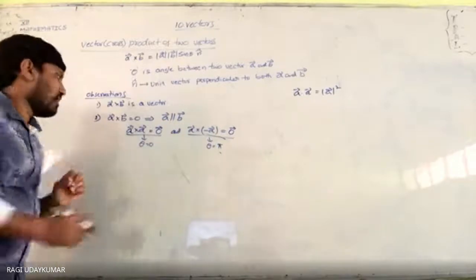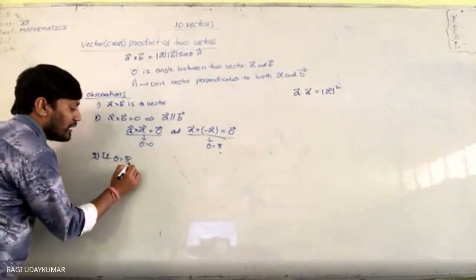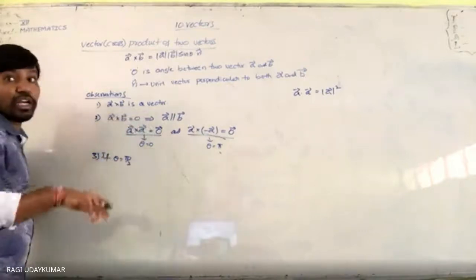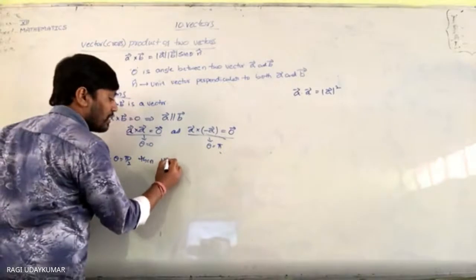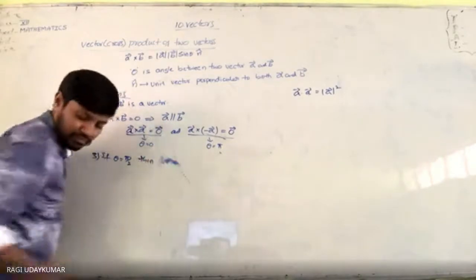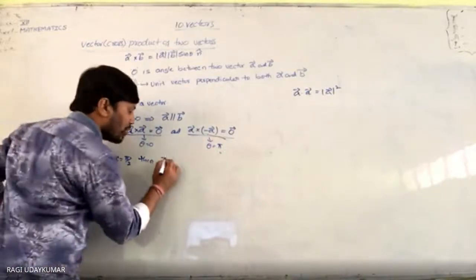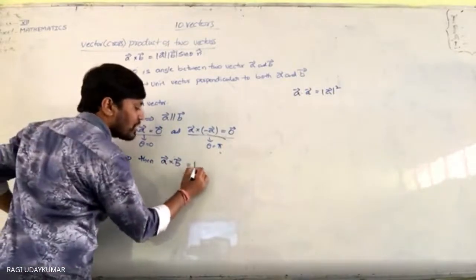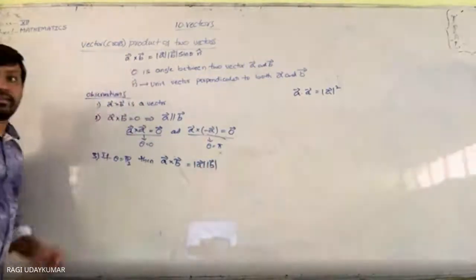In the same way, if theta is equal to pi by 2, if the given two vectors are perpendicular to each other, then what are you going to get? The cross product of these two vectors will be equal to magnitude of a bar into magnitude of b bar.